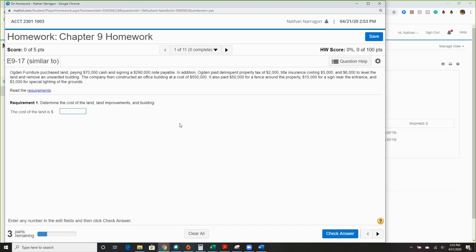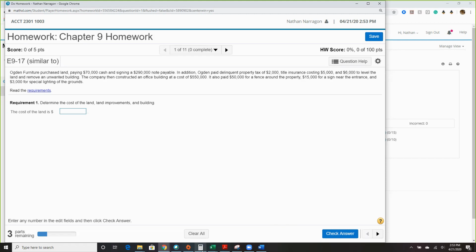Wow, still a lot in this. It also paid $50,000 for a fence around the property and $15,000 for a sign near the entrance. And of course $3,000 for special lighting. So our first requirement with this is to determine the cost of each item. First off, the cost of land.